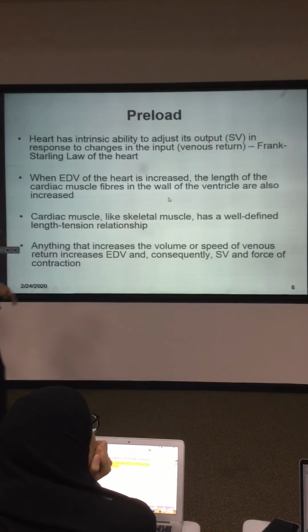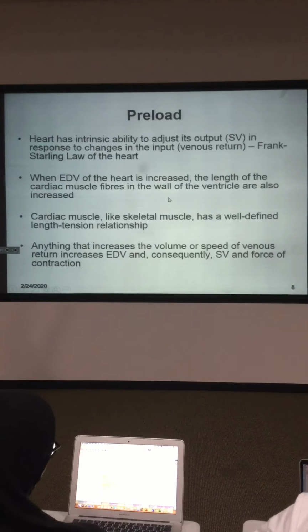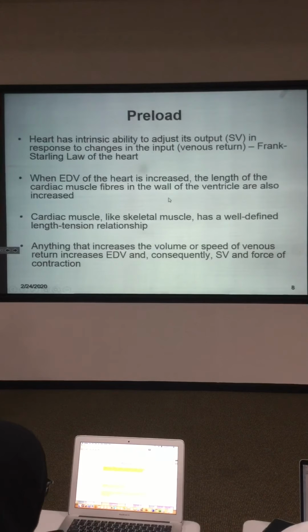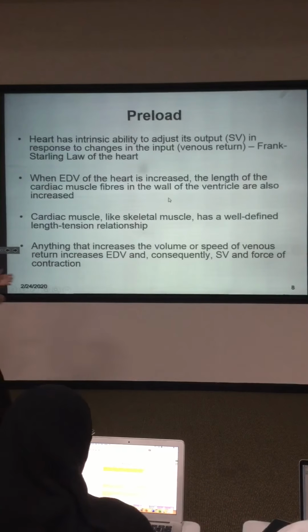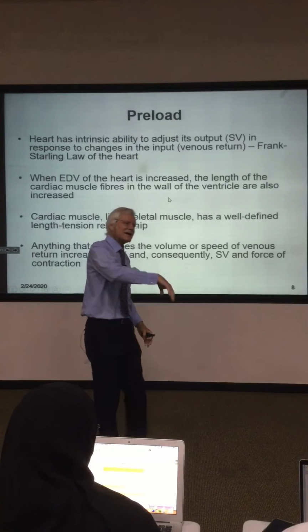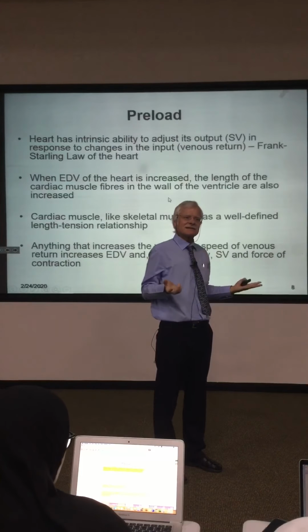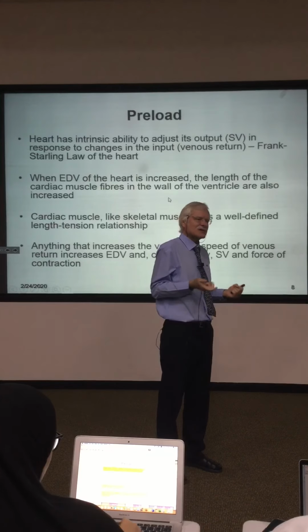Okay, so preload. I've talked a little bit about preload, but this sentence here is important. The heart has an intrinsic, automatic, if you like, ability to adjust its output in response to changes in venous return. It's called the Frank-Starling law of the heart. So what that's saying is the more blood you put into the heart, the more the heart will contract to try and move it forward. And it's automatic, this. You can do experiments that show this.